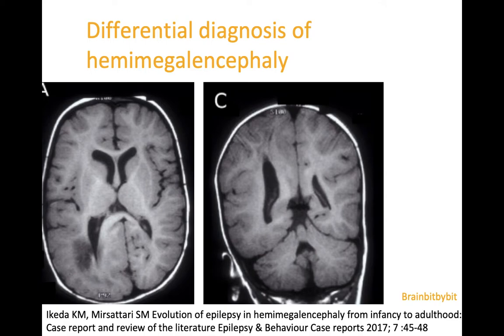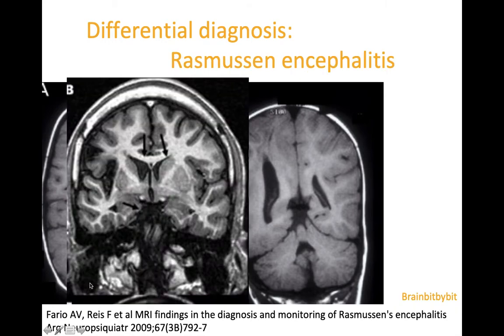Welcome. In this Brain Bit by Bit, I will show images of two diseases with epilepsy that have clearly asymmetric hemispheres, like the previously discussed hemimegalencephaly. In hemimegalencephaly, the largest hemisphere with the larger ventricle was the abnormal one, and hemimegalencephaly is caused by overproliferation of stem cells in the ventricular zone and overgrowth of that hemisphere.